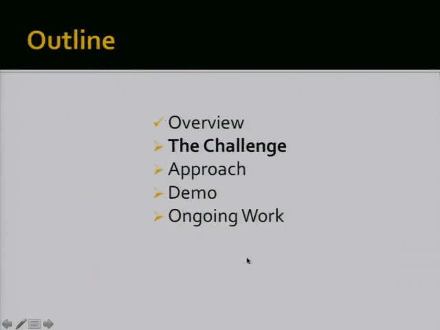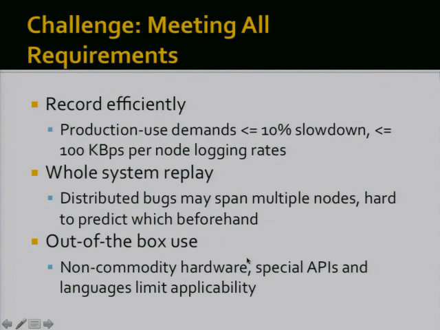Okay, so I've told you data center replay is hard. So what exactly is the challenge? What's been holding us up? Well, it turns out that there are three requirements, and any data center replay system must meet all of these requirements simultaneously. The most important one is that the system should record efficiently. We're talking about use in production, so it has to be less than 10% slowdown and 100 kbps per node logging rates. The second requirement is that the system should be able to replay the entire distributed system if the user so desires.